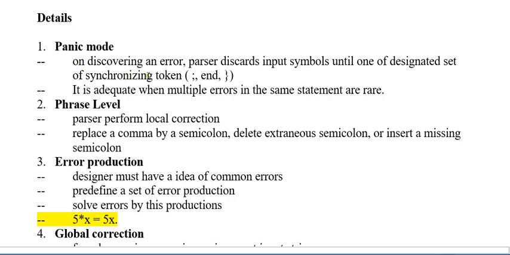on discovering an error, the parser discards input symbols until one of a desired set of synchronization tokens, such as a semicolon or the closing bracket. It means that it will keep checking for errors until it finds the bracket end, the end command, and the semicolon. The panic mode works until it finds those symbols. So this is the panic mode.